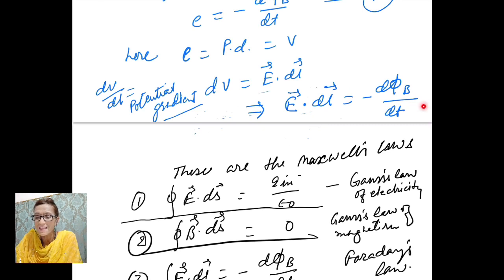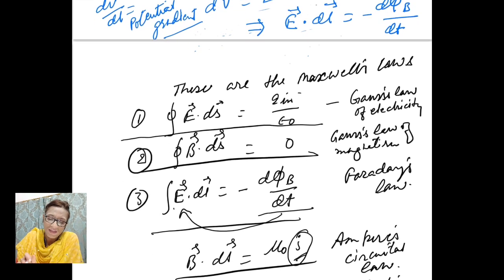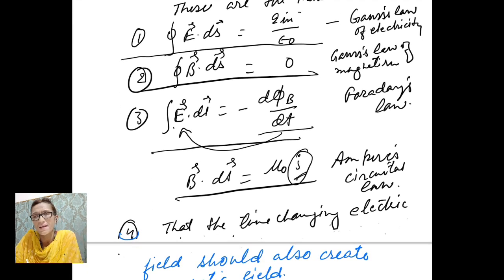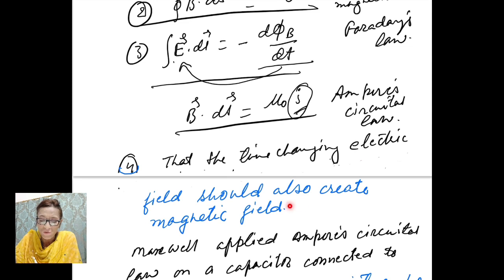When a changing magnetic field creates electric field, and all these we learned in our previous classes, all these laws are called Maxwell's laws. Maxwell has derived 4 laws, and these are the 3 laws from before. Now Maxwell suggested that when a changing magnetic field is creating electric field, so should a changing electric field also create a magnetic field.